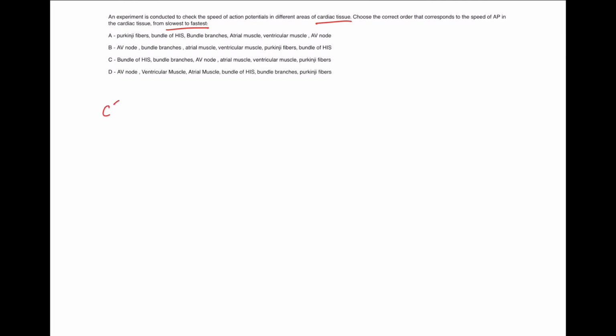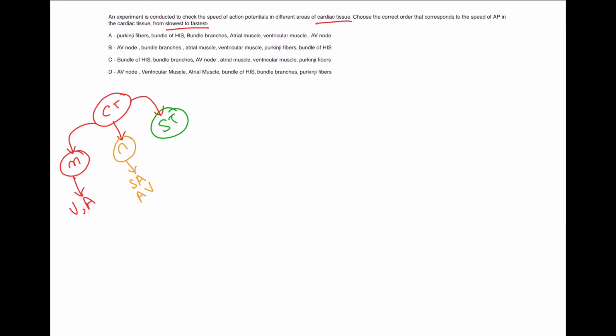When I think about cardiac tissue, I imagine three kinds of tissue. You have your normal muscle, you have your nodes, and you have your specialized tissue. What do I mean by all of this? Well, your muscle are your ventricles and your atria. Your nodes are your SA node and your AV node. And finally, your specialized tissue is your bundle of His, your bundle branches, and your Purkinje fibers. These are the basic categories of cardiac tissue that you need to keep in your mind.